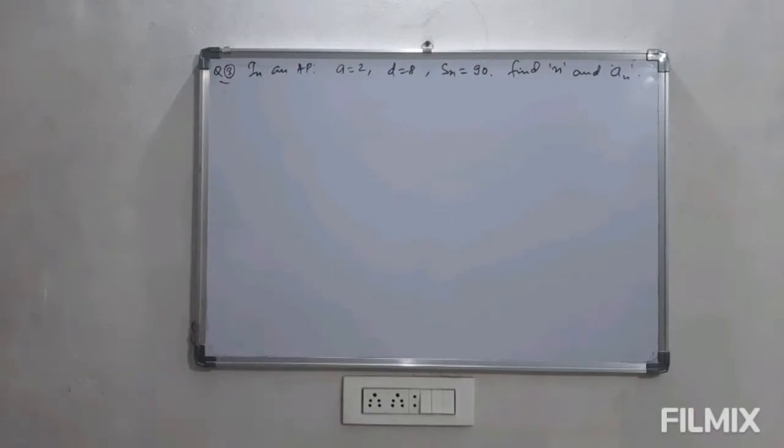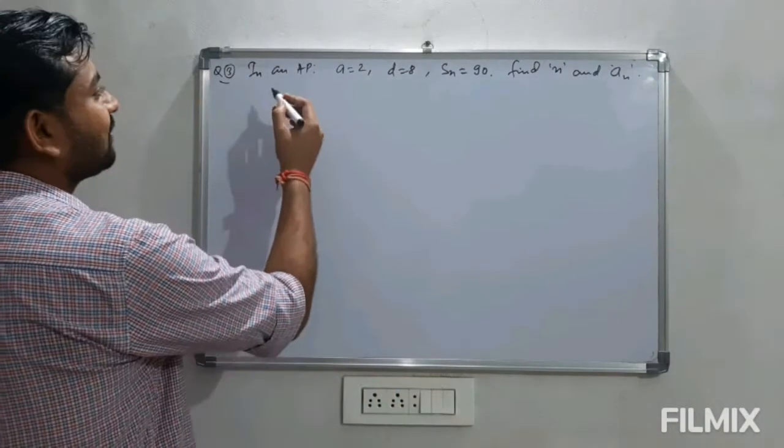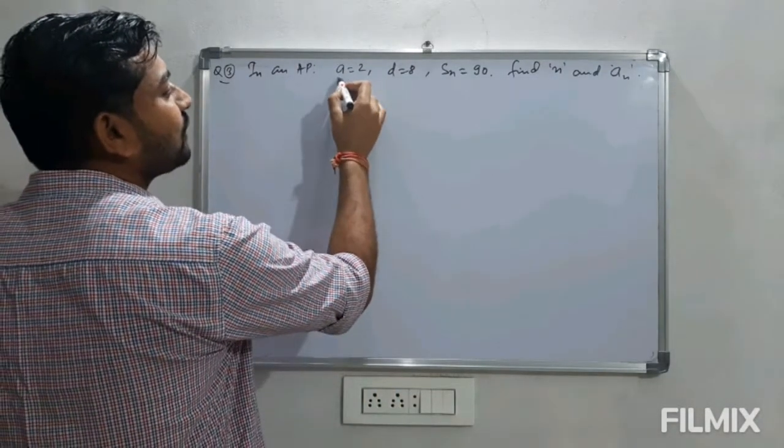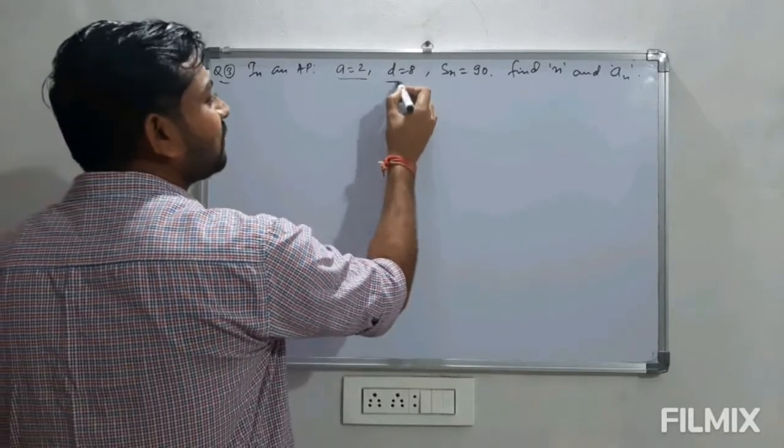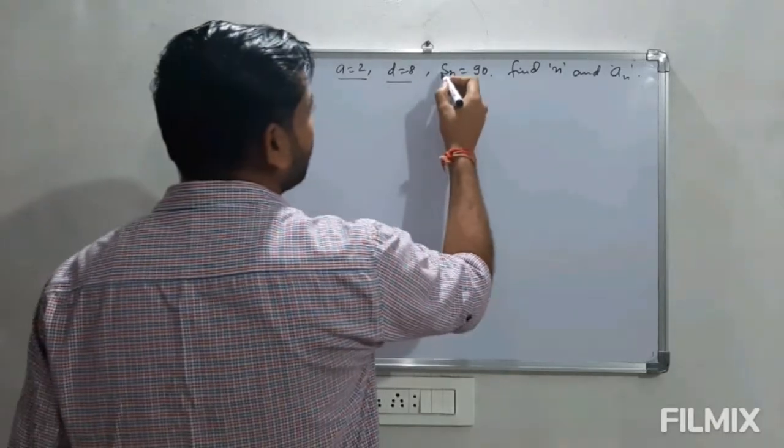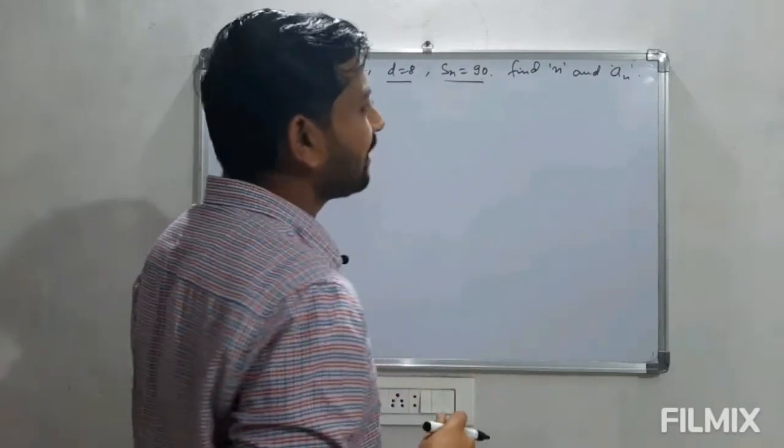Now let us take one more question. The question is, in an AP, the value of the first term is 2, the common difference is 8, and the sum of the first n terms is given as 90.